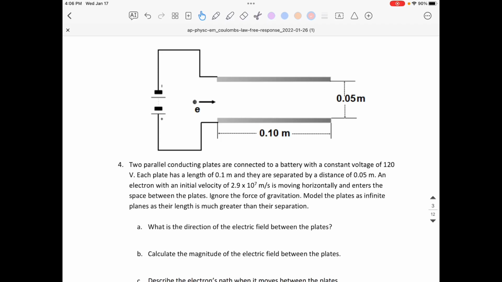Problem number 4 is giving you two parallel conducting plates connected to a battery. The first question is asking what is the direction of the electric field.